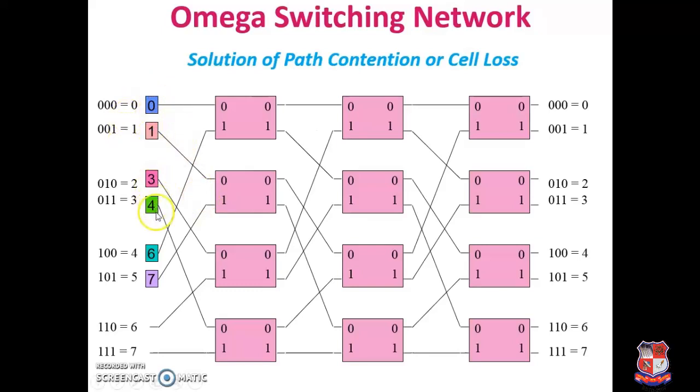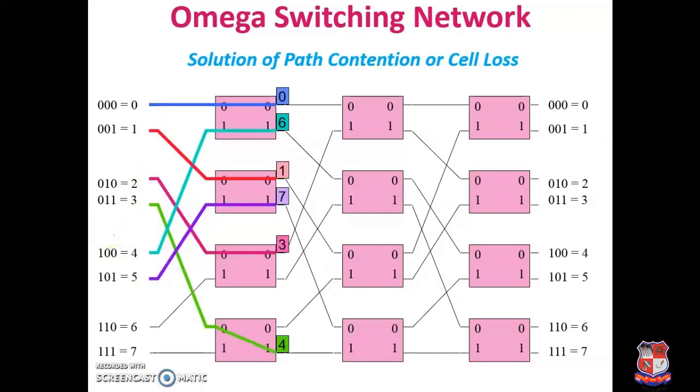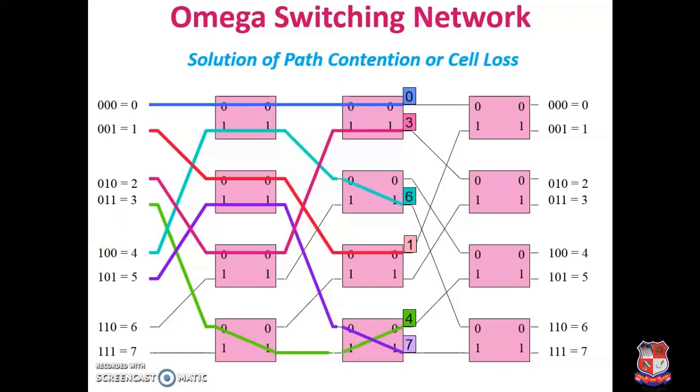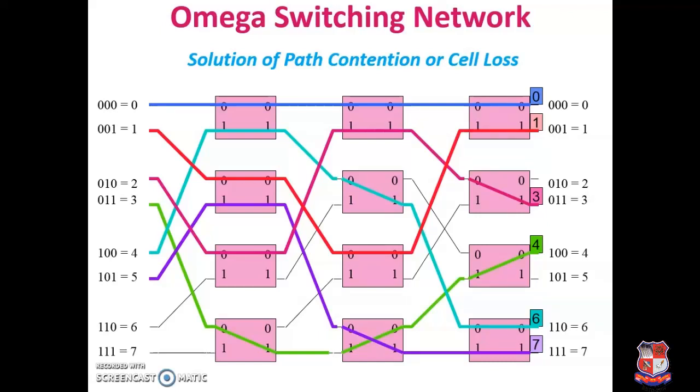So all the destination port number cells are in ascending order as per the solution, and there is no gap between the sources. So 0 1 2 3 4 5, there is no gap between them, and there is no duplicate destination. Now see what happened. Total 6 cells are there: 0 1 3 4 6 7. Check properly. There is no conflict and all the cells reach the destination safely. So this is the solution of path contention or cell loss in the Omega switching network.